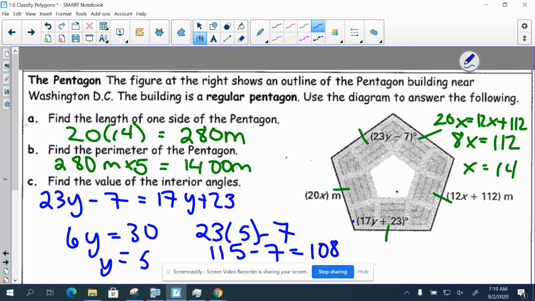But that's the one angle. So if we wanted to find the sum of all of the angles, we would take this, multiply it by 5, and you get 540 degrees.